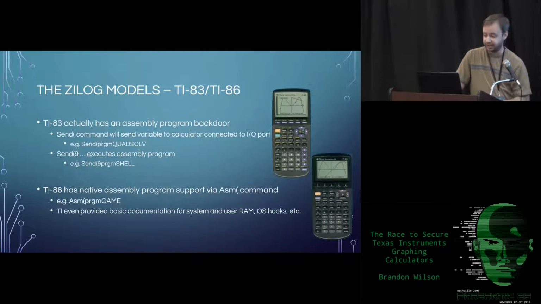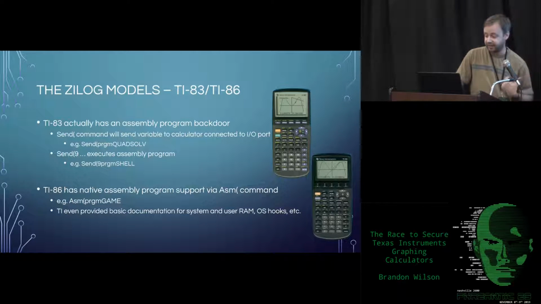Then came along the TI-3, except this model actually has a backdoor in it that TI put there, which allows directly running assembly programs that are stored in RAM. And that backdoor is hidden in the send command, which is normally used for transferring variables from one calculator to another using that 2.5mm I/O port. But if you put a 9 right after the command, it won't transfer the variable, it'll instead execute it as though it were native code.